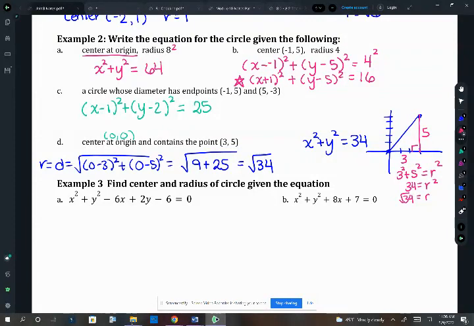So I've got x squared plus y squared because it starts at the origin. And then whether I do Pythagorean theorem or I do distance formula, I still get the radius squared being 34. All right, because this is r squared. And so when I square a square root, it gives me 34. All right, so that's our second video on 8.5.